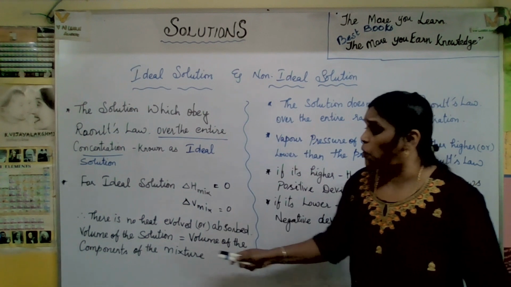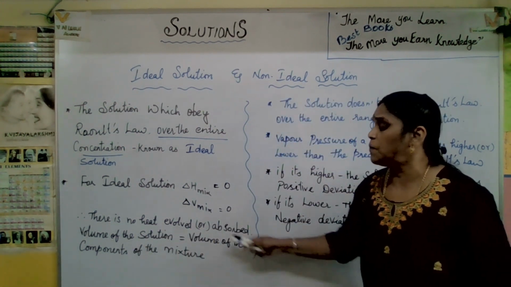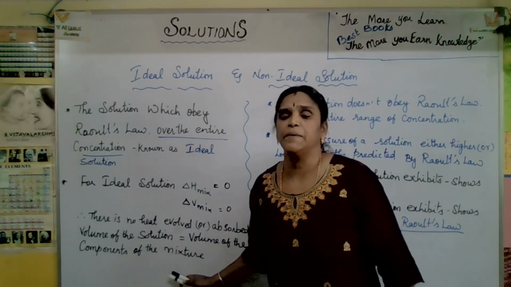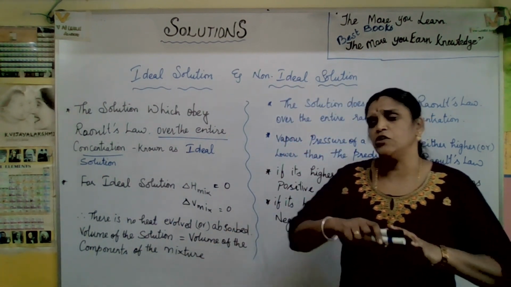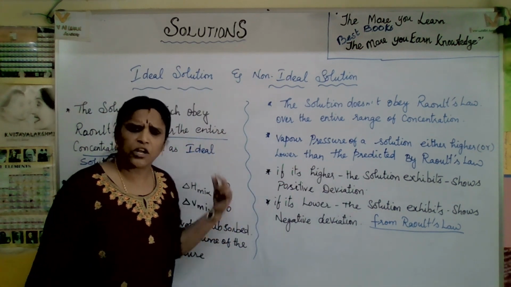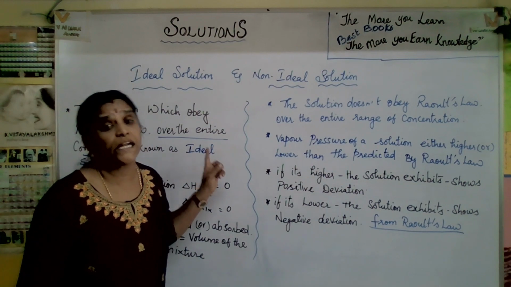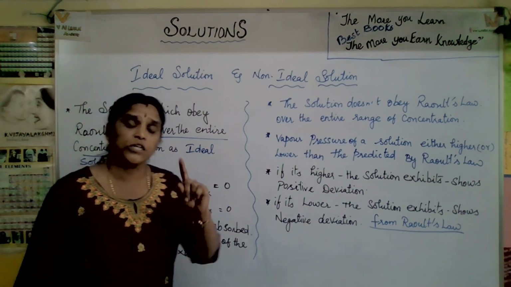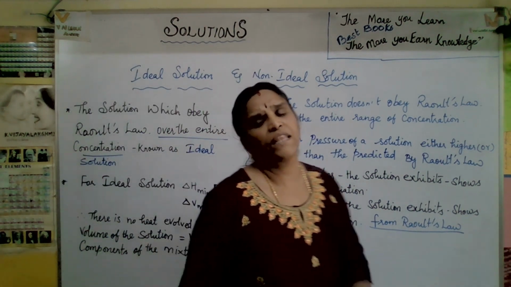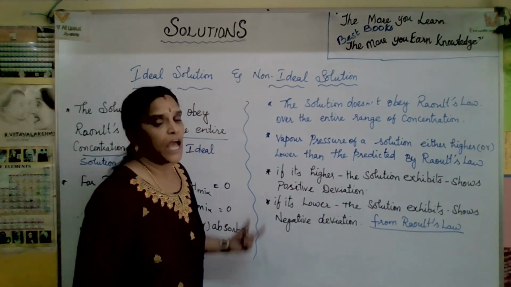Next, one more important point: the volume of the solution is equal to the sum of the volumes of the components of the mixture. So, these are all the important points to be noted for the ideal solution, because in a choose-the-correct-answer question, any one of these will be the correct answer for the ideal solution.